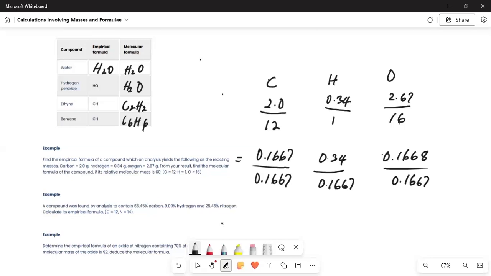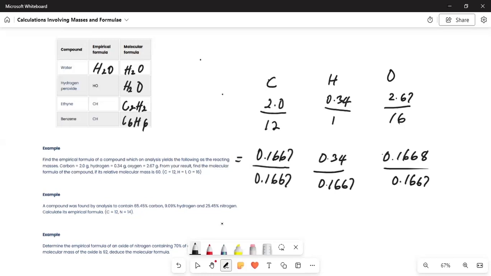So what we did here is we first of all calculated the mole ratio of each of the component elements by dividing the reacting mass by the molar mass of the element. After we do that for each of the elements, we look at the result, then choose the smallest result and use it to divide through in order to get the ratio in which the elements combine.